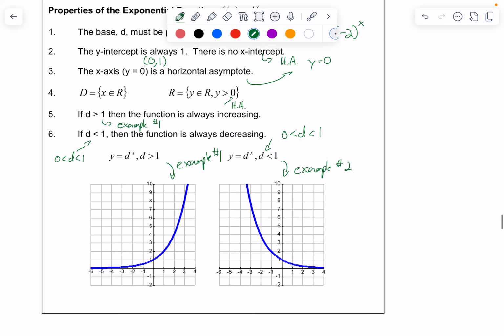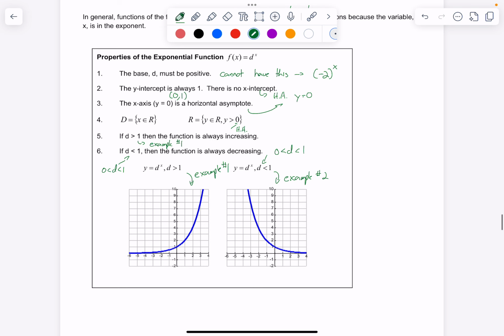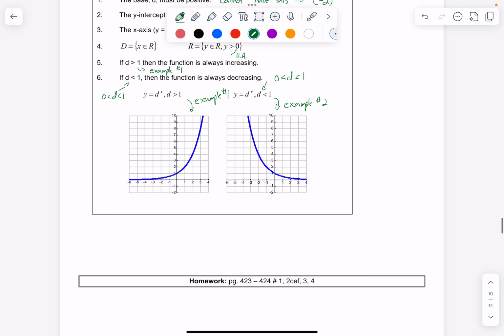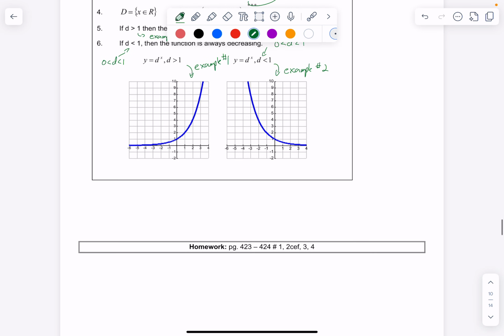Okay? So that is our intro to exponential functions. And there is our homework. Bye for now.